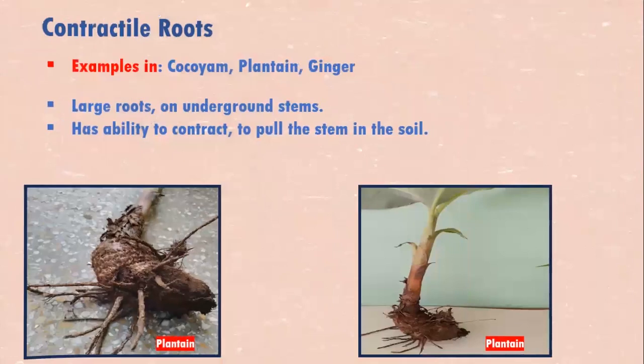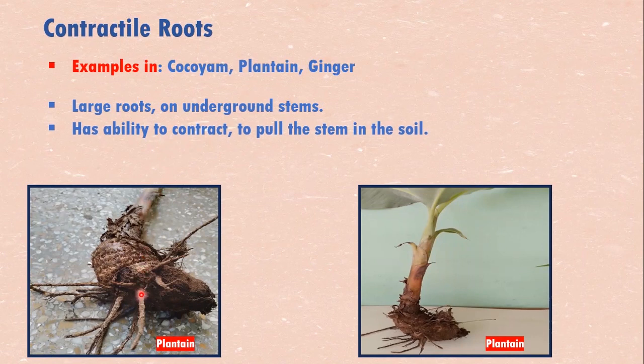Welcome. What are contractile roots? These are large roots that grow on underground stems. Like this is plantain, this is the underground stem, and these are large roots growing from them. This is the stem. These are the contractile roots. Very large and thick. Their function is to contract and pull the stem in the soil. The stem in the soil has the tendency of growing out, and the contractile roots keep it in the soil.